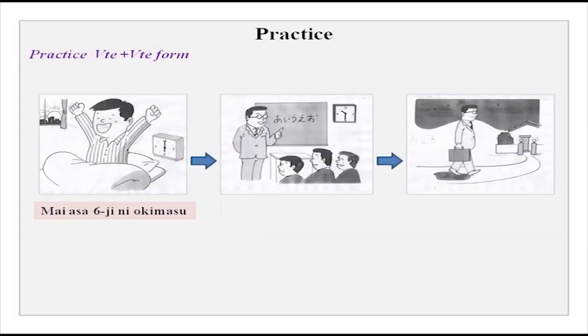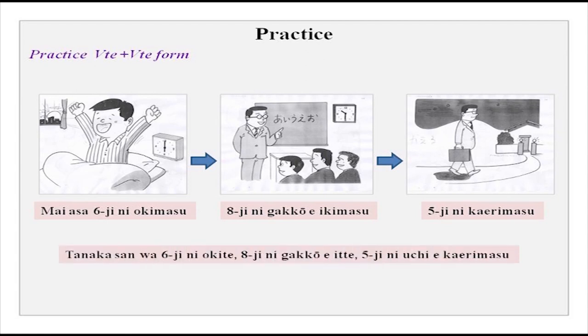Mai asa 6 ji ni okimasu. 8 ji ni gakko e ikimasu. 5 ji ni kaerimasu. So, Tanaka-san wa 6 ji ni okite, 8 ji ni gakko e itte, 5 ji ni uchi e kaerimasu.